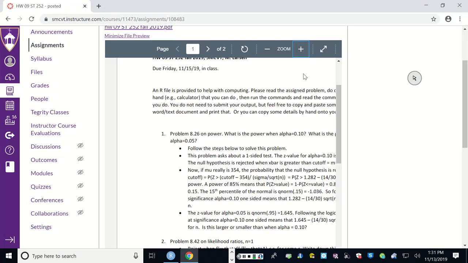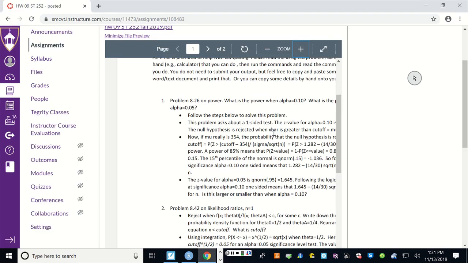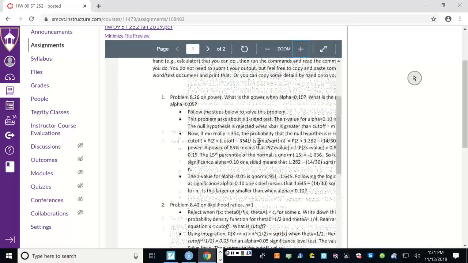So we're going to continue talking about analyzing 2x2 tables. Go beyond the 2x2, the two-dimensional tables, row and column thing. There were also a little bit of homework 9 questions. Homework 9 is a tables material, but the beginning part of it has to do with a little power and then a likelihood ratio.